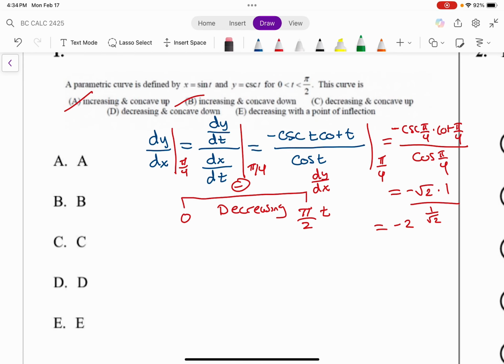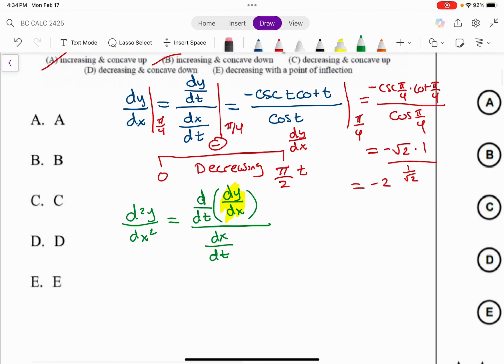Now the concavity question, this is where we have to use the second derivative in parametric. So that looks like the derivative with respect to t of dy/dx, which is the thing we just found above, divided by dx/dt. Before I take the derivative of this thing, it can save you some time if you use a couple of trig identities. Maybe that can be simplified, and that way it won't be such a headache to take its derivative.